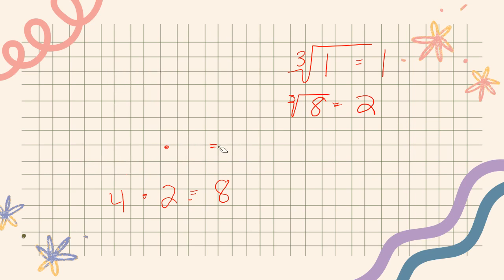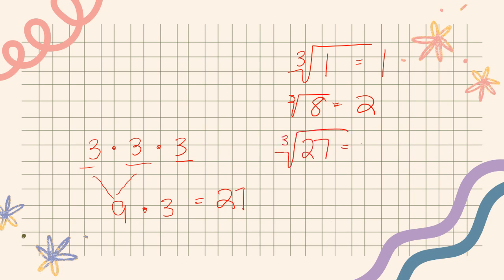You can keep going to find the other cubed roots. So you can start with 3 times 3 times 3. 3 times 3 is 9, and 9 times 3 is 27. That means the cubed root of 27 is 3. We just talked about the cubed root of 64 being 4, and I'll do one more example with you.